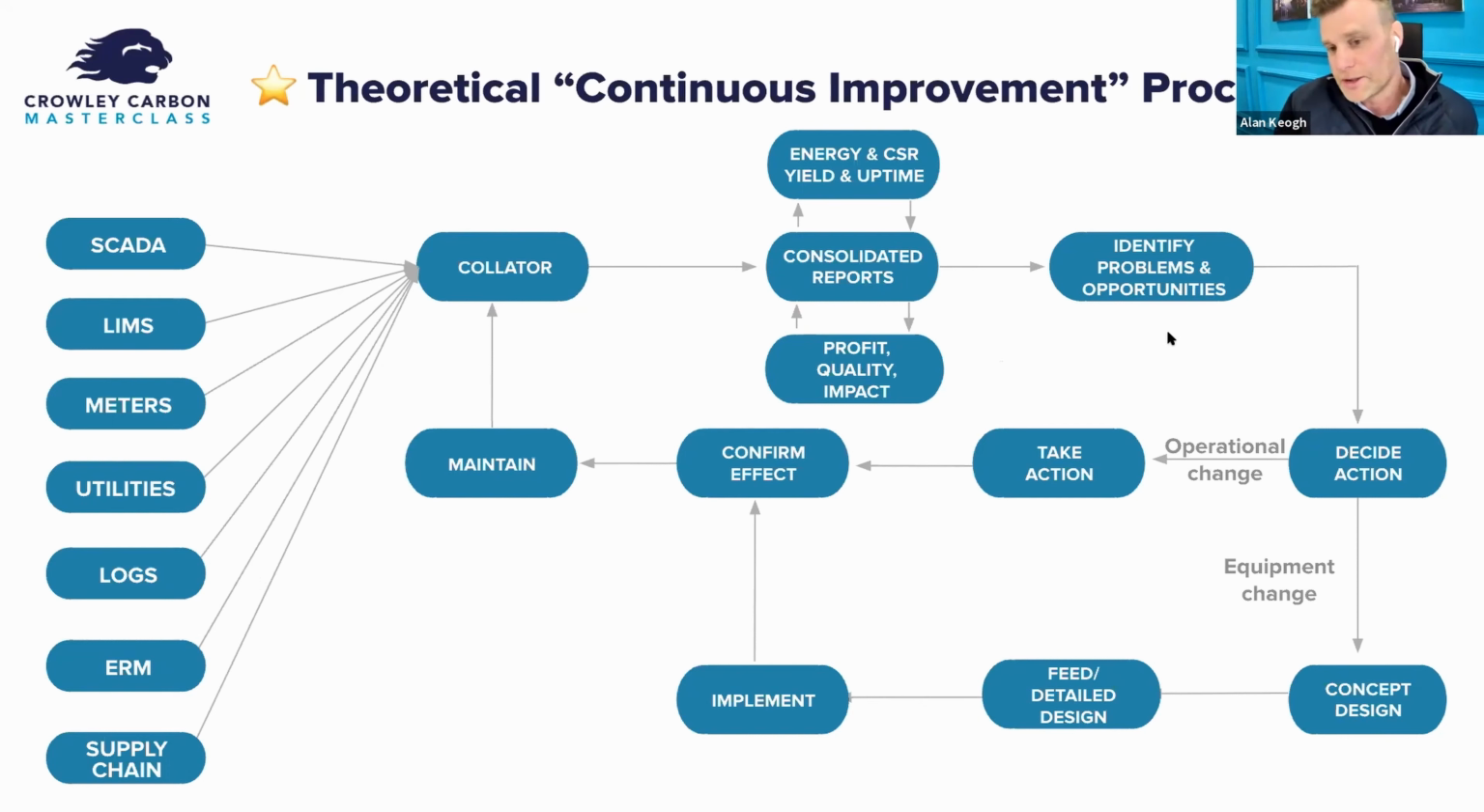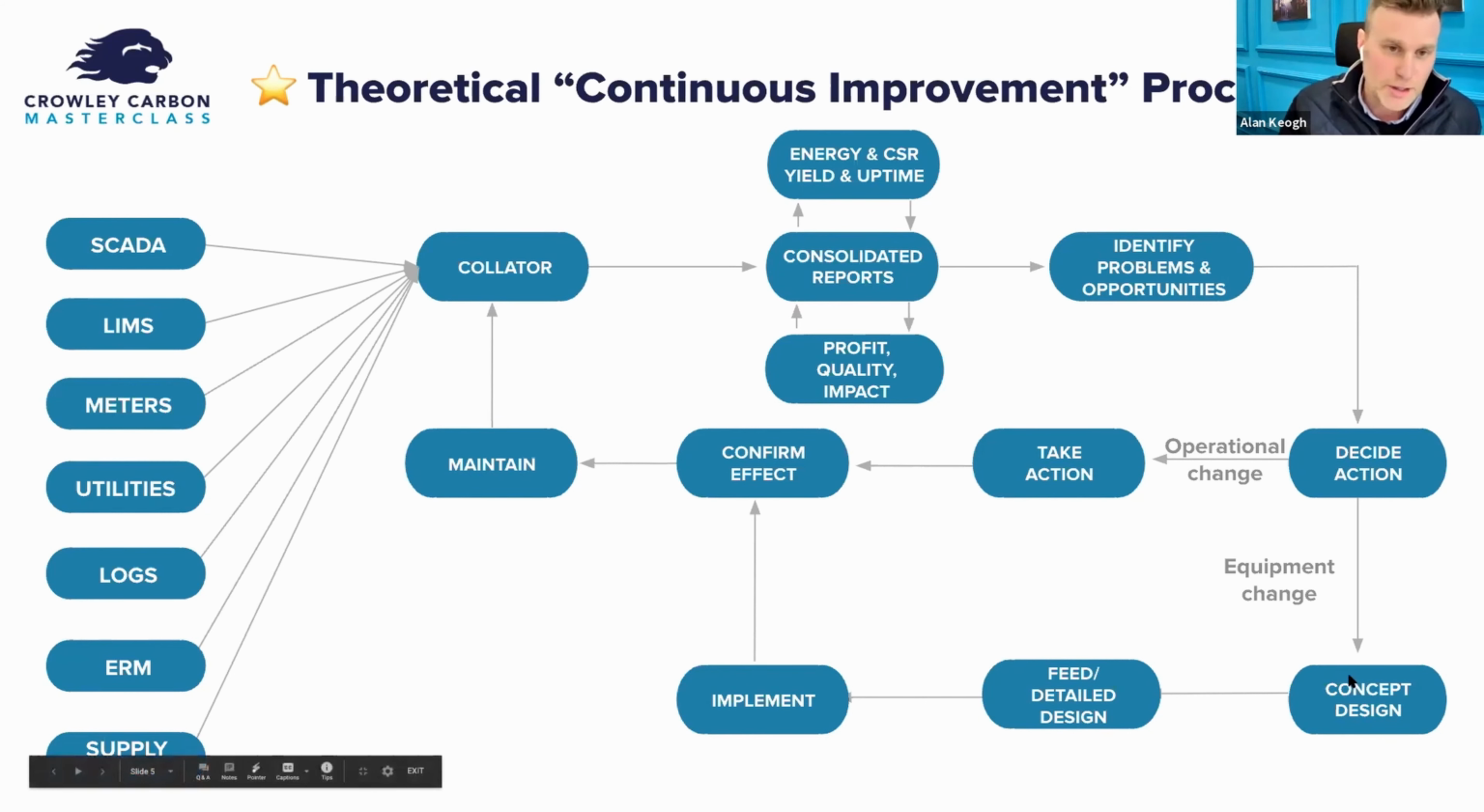So at that point, they say, okay, we want to fix the problems and we want to take the opportunity, so we need to take some action. The two routes of action could be operational change, so changing a set point or cleaning a heat exchanger, or CapEx, so spend some money on a new heat exchanger or a new boiler or a new air compressor or whatever it is. But on this route, you've got to do detailed design, you've got to implement it. On this route, you've got to take action, make the change, whatever that change is. And on both routes, you've got to confirm the effect of that change.